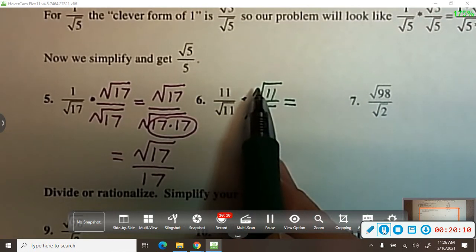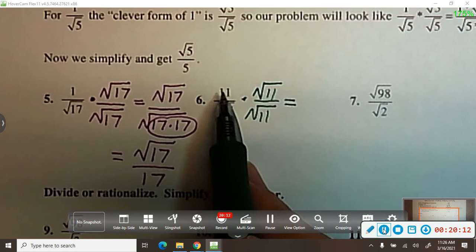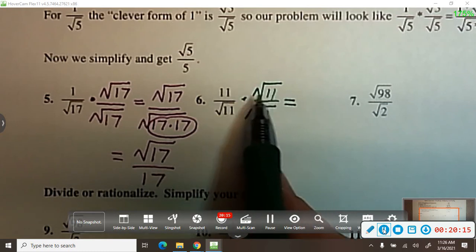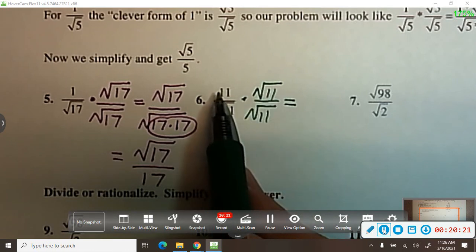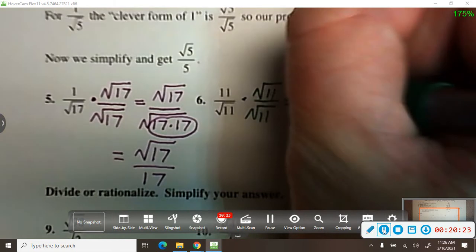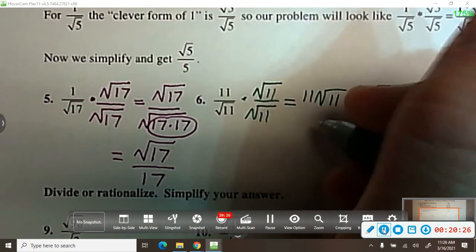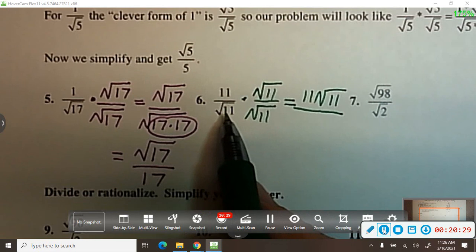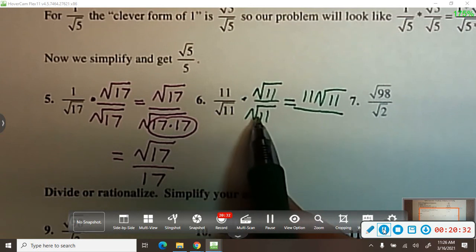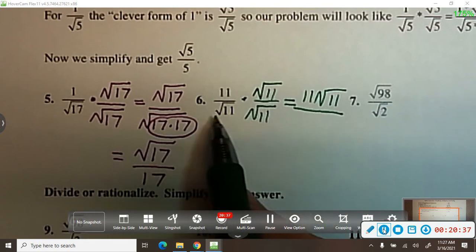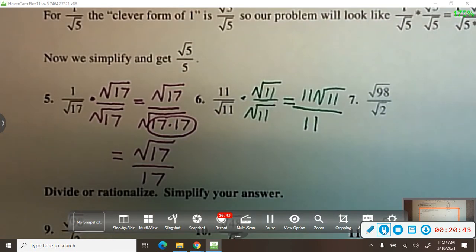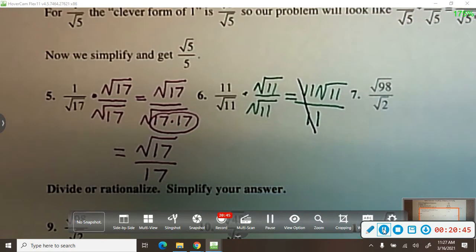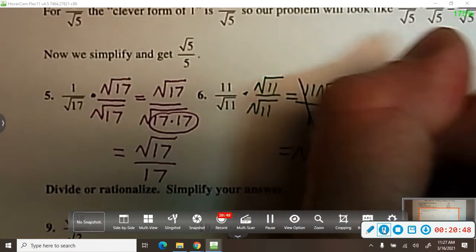11 times square root of 11, the 11 is outside the radical, the 11 is inside the radical. You cannot take 11 times 11. One's inside, one's outside. But you could put 11, square root of 11. And here, square root of 11 times square root of 11 is square root of 121, which is 11. The square roots cancel each other out. So I just get 11. And then from there, I could reduce 11 over 11 and just get square root of 11.